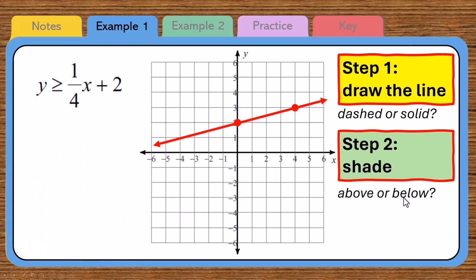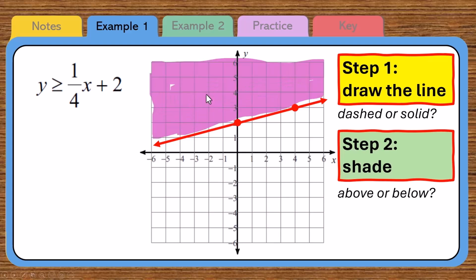Above or below on this guy? Well, it says greater than. The way I finally figured out how to do this is I look at my y-intercept. I have to be above that. So this region up here, there will be lines that are not real obvious.